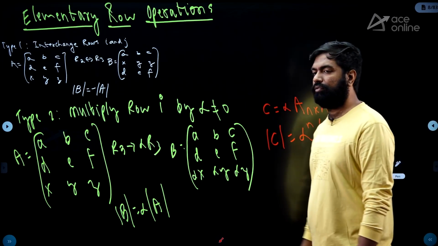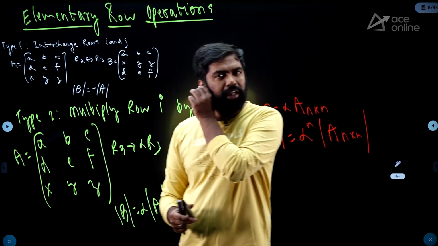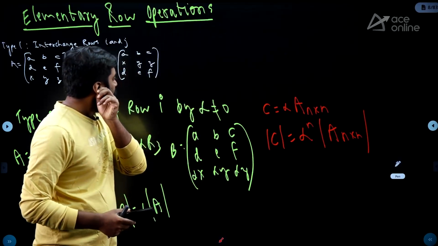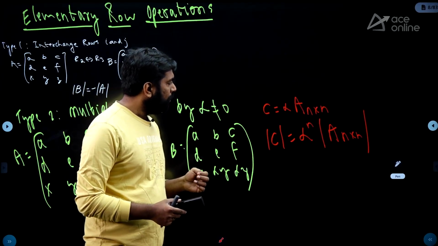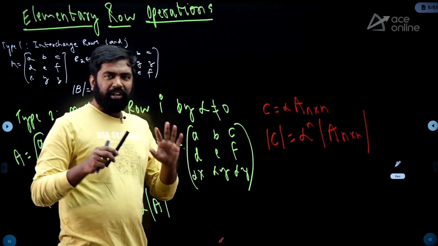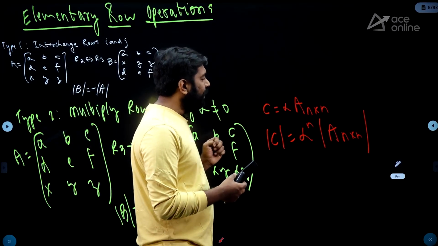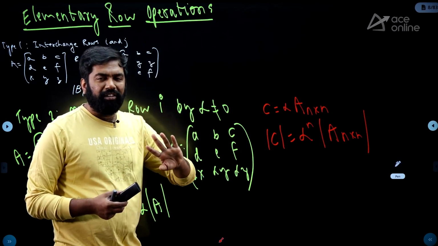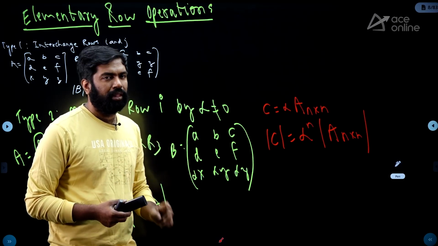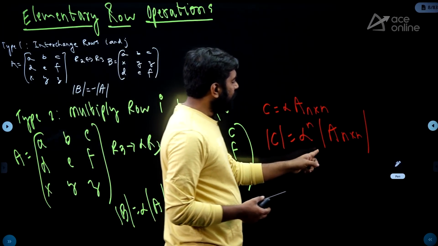These properties were asked in your examination many times. Students, in that tense moment, all the time, when I talk to the students, they have reported saying, sir, it was like alpha into A. I took the determinant as alpha into determinant of A. So the answer is alpha power n into determinant of A.